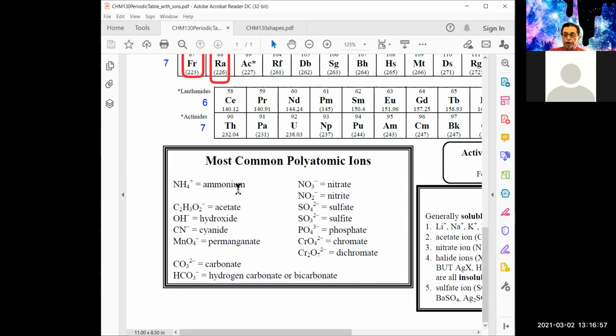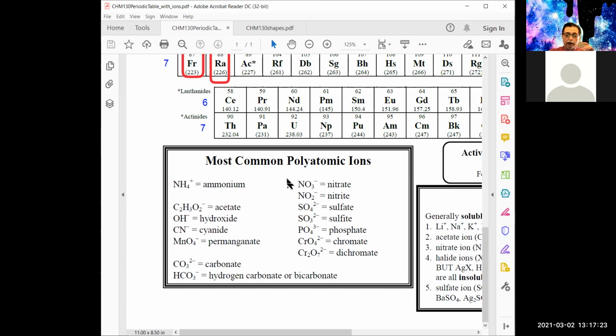We keep them together. If we need more than one, we use parentheses and then the subscript outside the parentheses to designate that we need two of these polyatomic ions, or three or four, or whatever number we need. If we need just one, we don't need parentheses. Only if we need more than one. And they have their own specific name.